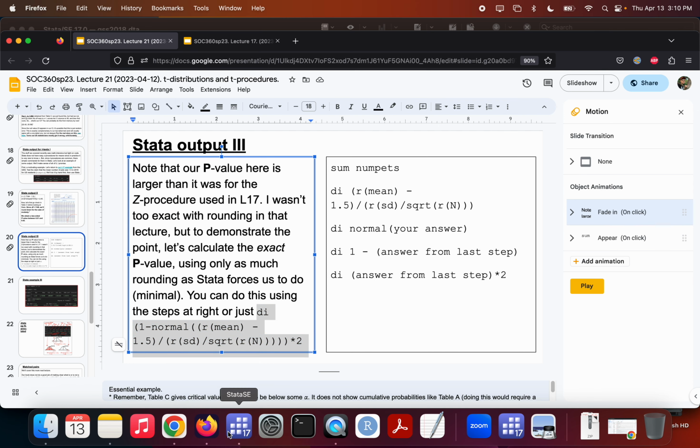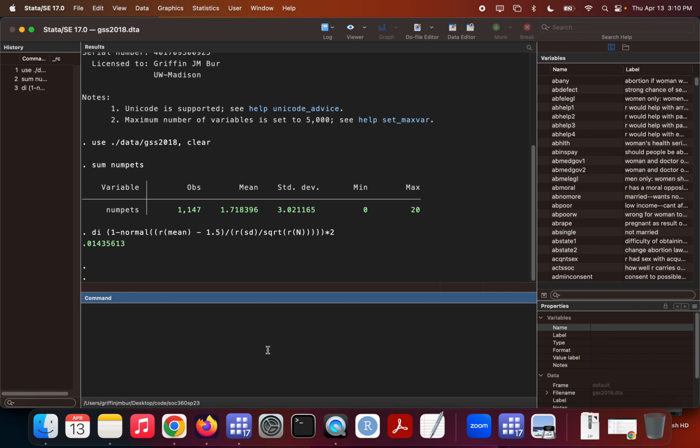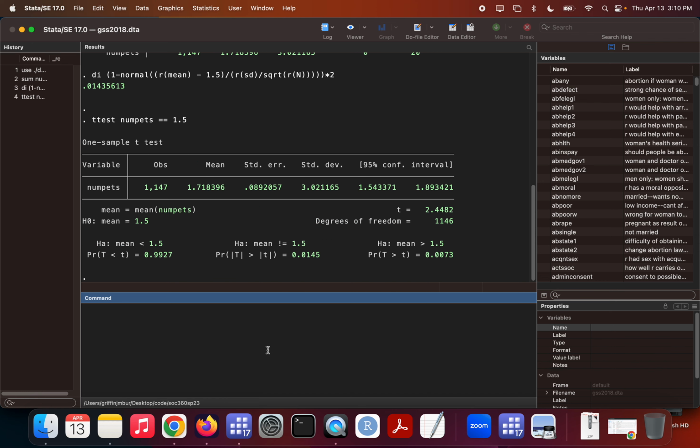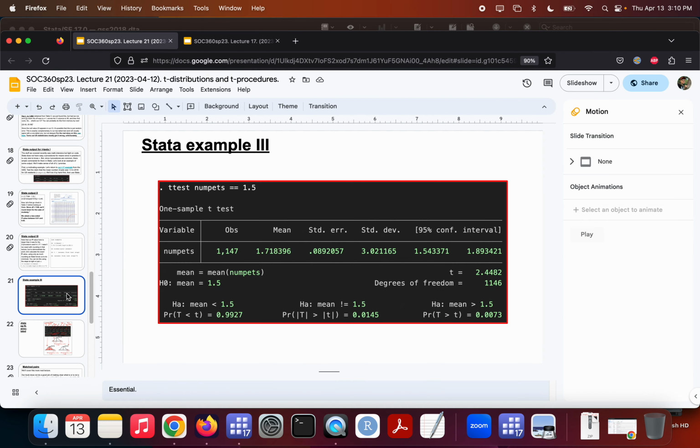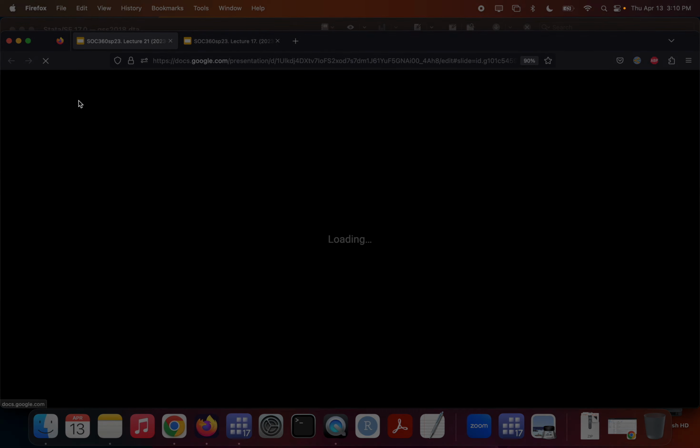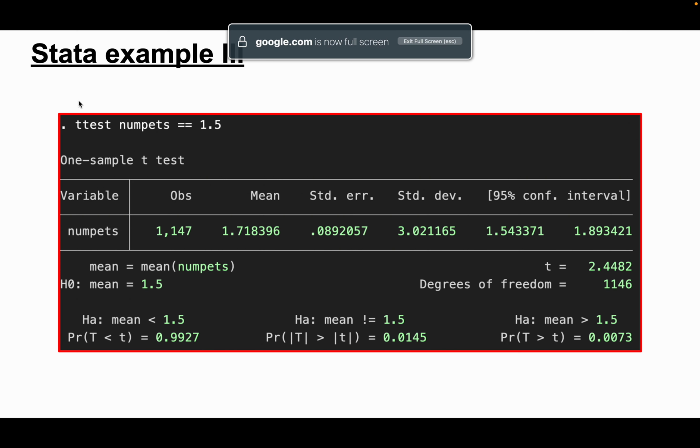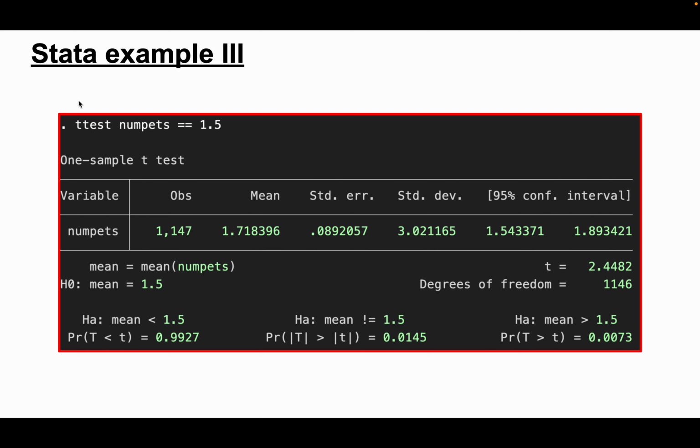I'll show you here, actually in Stata first, and then I'll switch back to the lecture slides since I just want you to be able to follow my annotations. So we'll come here, we'll say t-test numpets double equal to 1.5. And we get this output here. So this is the code to run this, but let's go back to the lecture slides just so you can see it here in a format where you don't need to constantly rerun the code every time you want to look back at this.